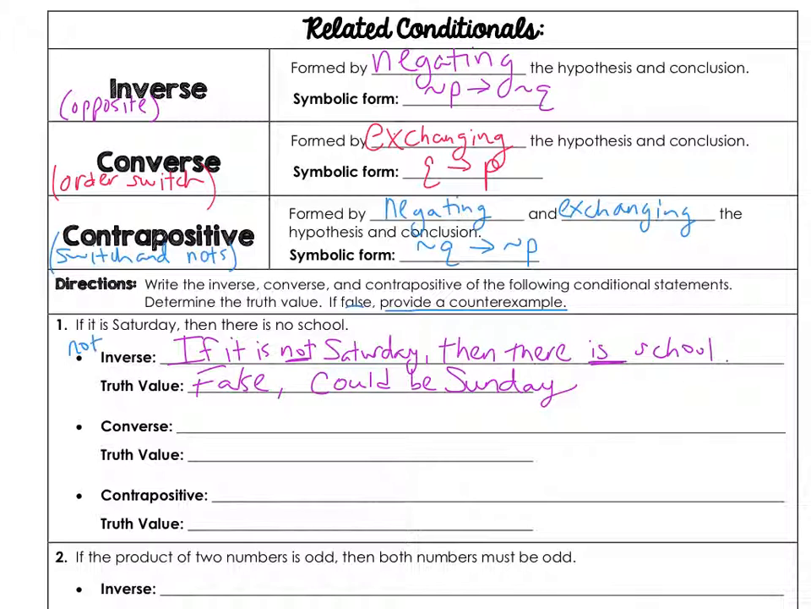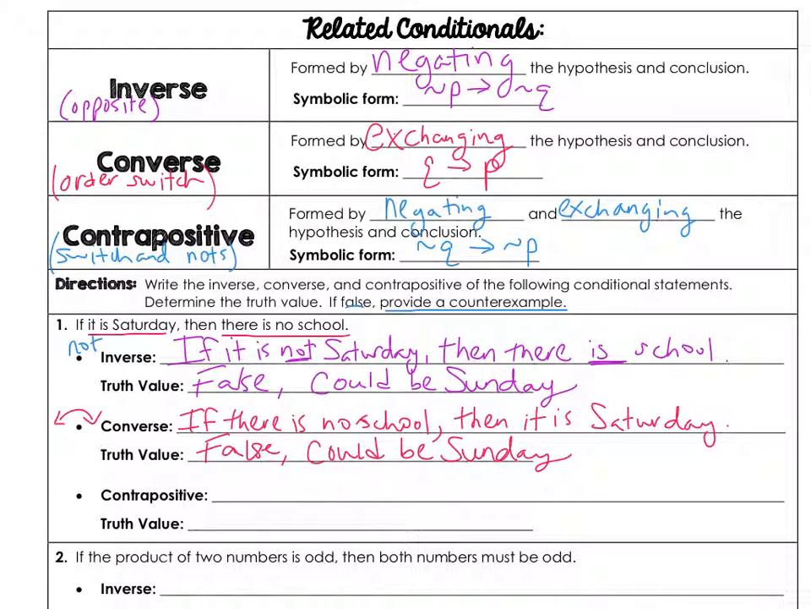All right, for the converse, we are switching the order of it. So the hypothesis is now last, the conclusion is now first. So since the conclusion is there is no school, that's what we're starting with. So if there is no school, then it is Saturday. So again, we want to think of a counterexample if this is false. If there is no school, that could be any day of the week. So if there is no school, then it is going to be Saturday. Well, that's not always the case because of Sunday again. If there's no school on that day, it could be Sunday as well. So remember when you're writing a counterexample, it's like you're being the devil's advocate. So you're saying, well, in this situation, that's not always going to be true.